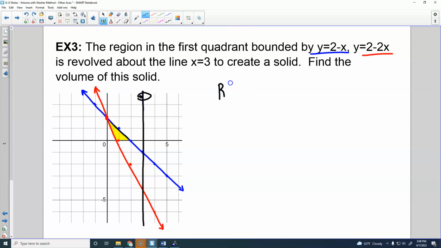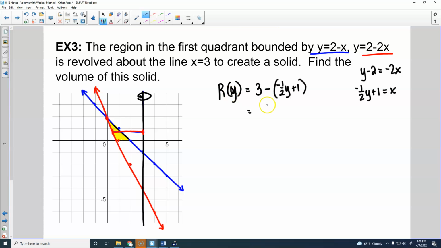No. So, outside radius. That is this distance. Use red. This distance from the line to the red graph. What is that going to be? 3 minus x. It's going to be 3 minus that graph for the red, which I need to solve for x. Y minus 2 equals negative 2x. So it's negative 1/2 y plus 1. So 3 minus negative 1/2 y plus 1 is our outside radius.